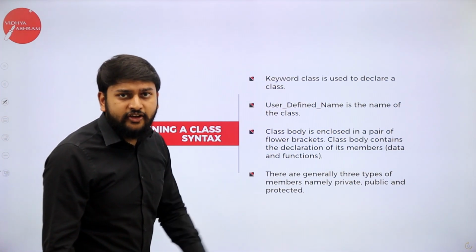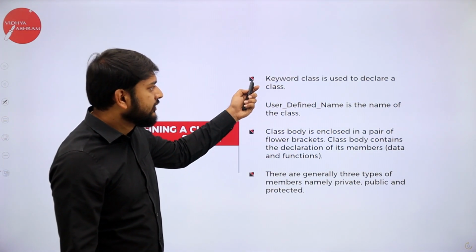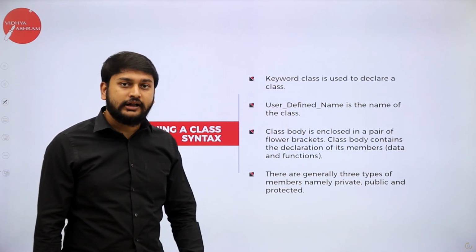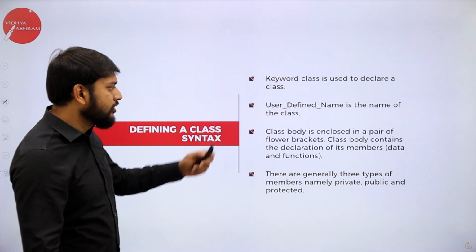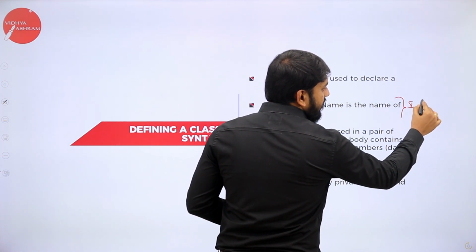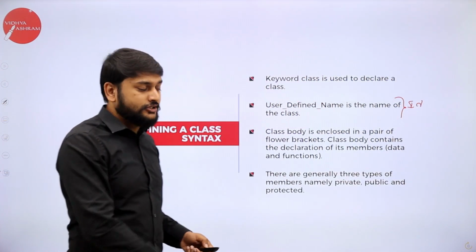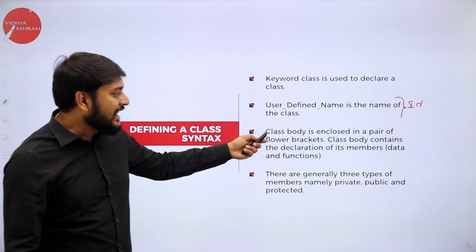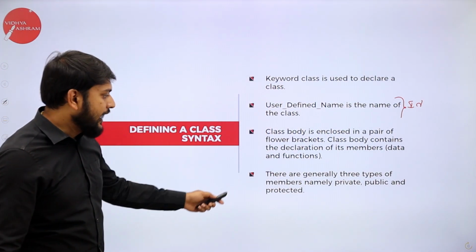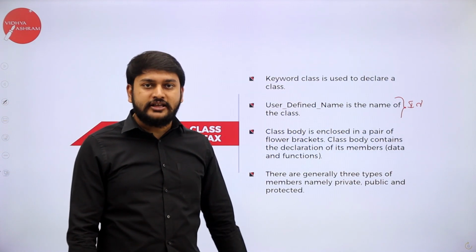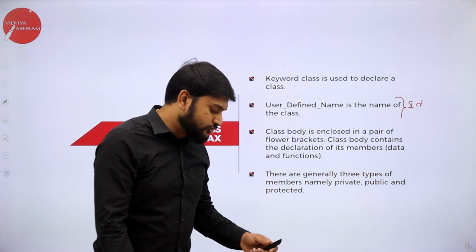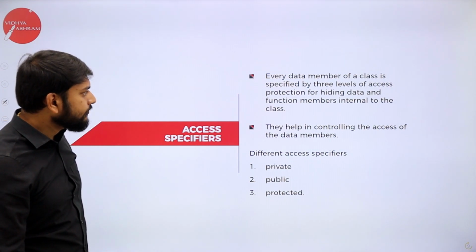That's what they have mentioned in the slide. The keyword class is used to declare a class. The user defined name is the name of the class, which we have already discussed. Whenever you are giving the name, make sure that you satisfy the identifier rules. The class body is enclosed within a pair of flower brackets, and there are generally 3 types of access specifiers: private, protected, and public. Moving on to the next one.